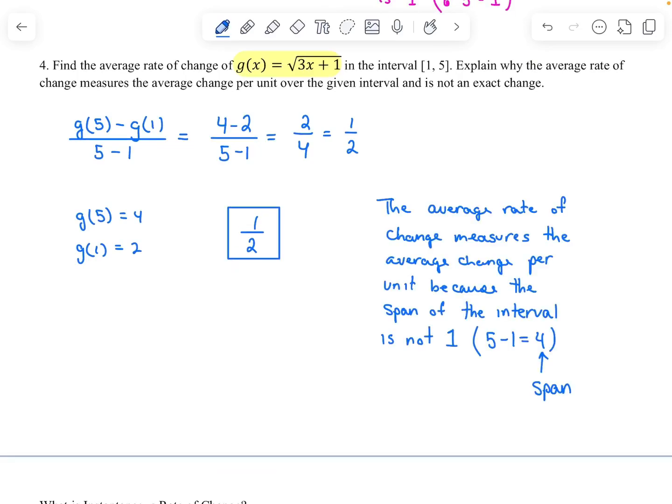So why does the average rate of change measure the average change per unit and not an exact change? Well, the average rate of change measures the average change per unit because the span of the interval is not 1. In fact, the span of the interval is 4 because 5 minus 1 is equal to 4. And we are done.